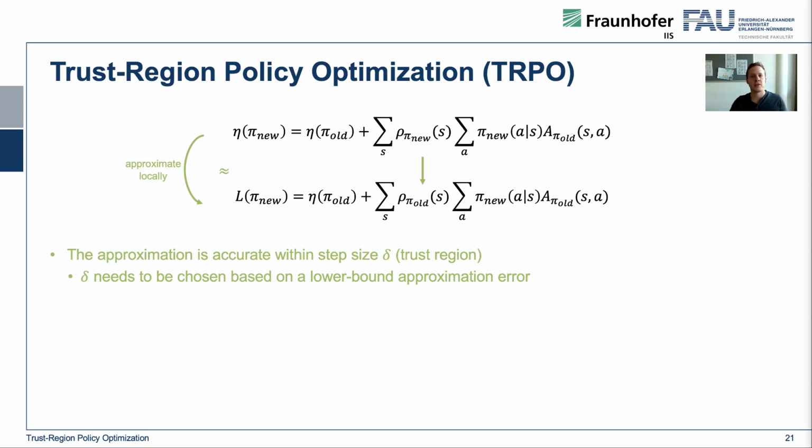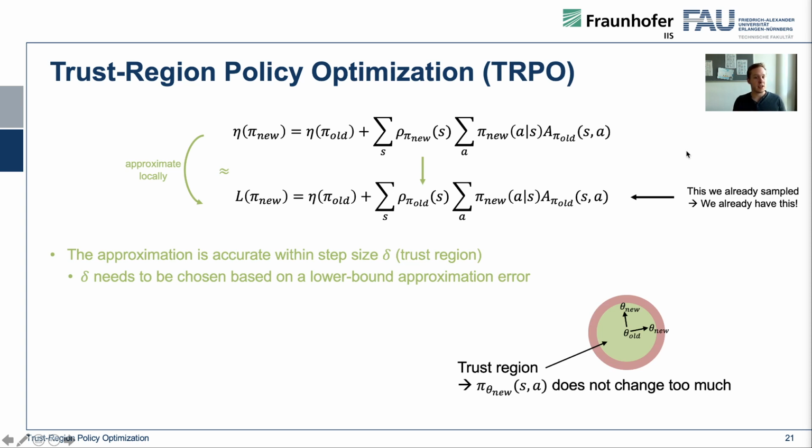However, this only requires that delta is chosen based on something like a lower bound approximation error that we need to estimate in order to actually see how much our two policies now differ from each other. So this is actually what we already sampled. We sampled all of these parameters using our current policy, and we can just formulate an optimization problem using the data we just sampled.